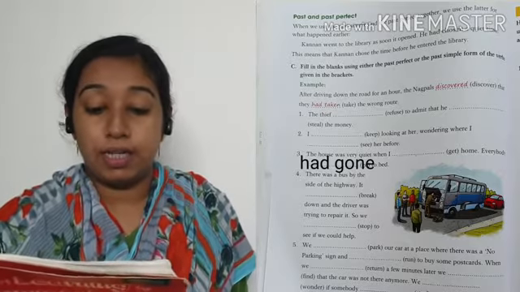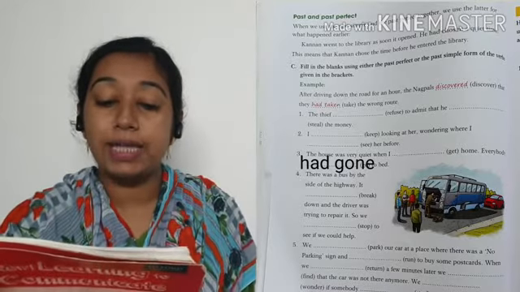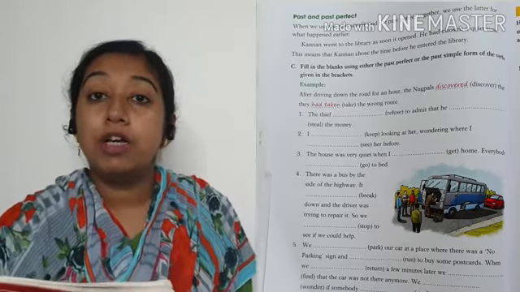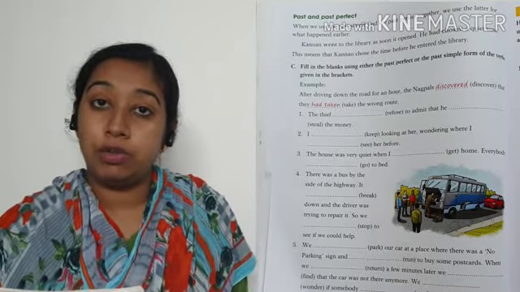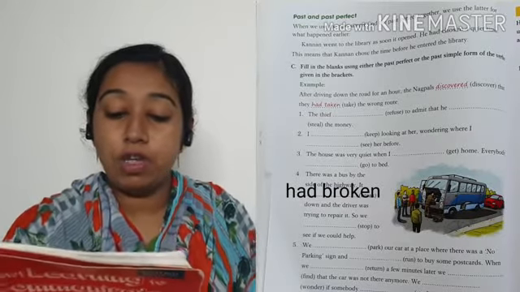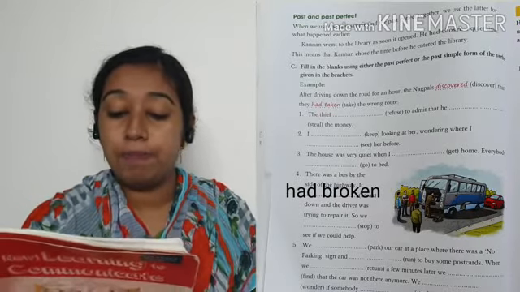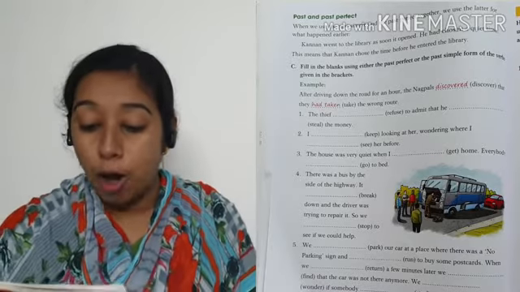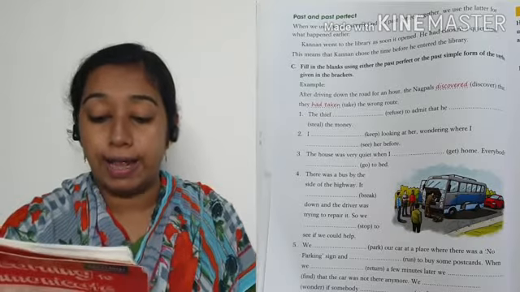The fourth sentence. There was a bus by the side of the highway. It, break is the verb. Change into the past perfect, had broken down and the driver was trying to repair it. So we stopped. Change into the past verb. Stopped to see if we could help.